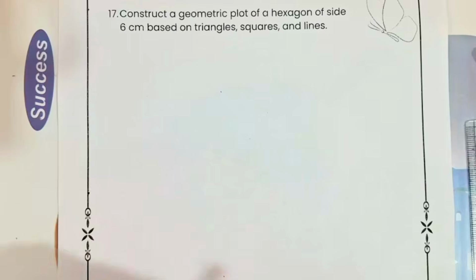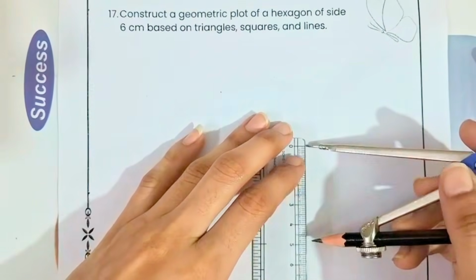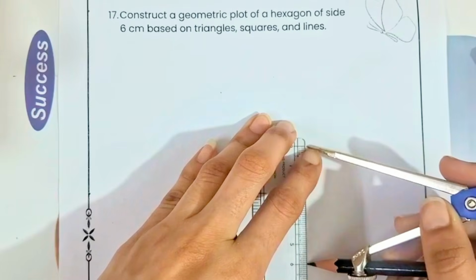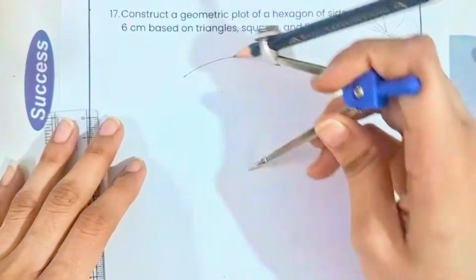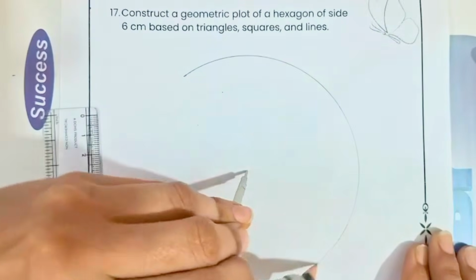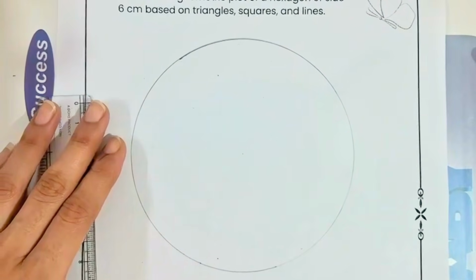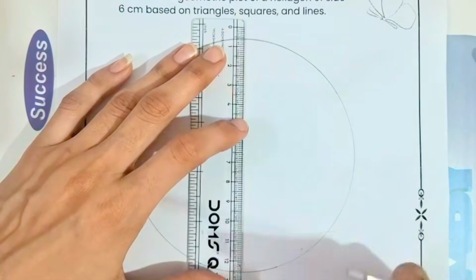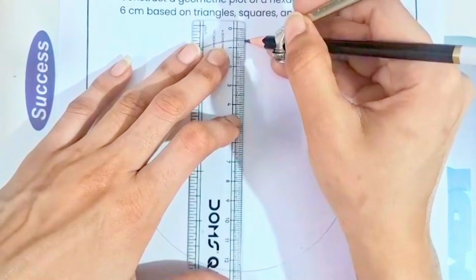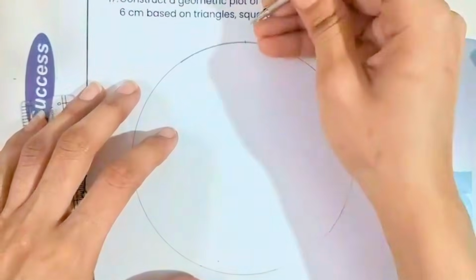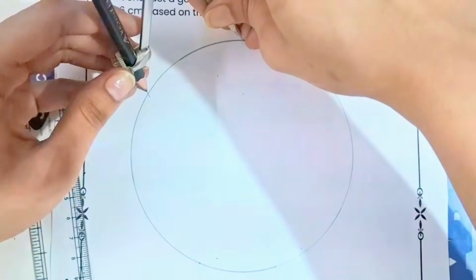Okay, so let's construct our hexagon. 6 centimeters. So this is our circle, 6 centimeters. Now put your scale straight from the center and mark this point a little. Now from this point draw 6 centimeter arcs. Make sure these arcs are not too big.